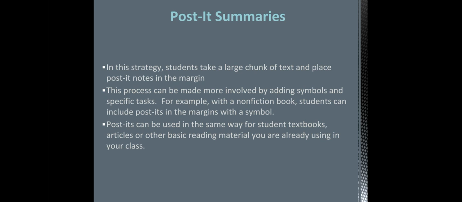All right. So our post-it summaries. In this strategy, you're going to take a large chunk of text, maybe from a textbook or from an article, and place post-it notes in the margin. Please don't write on the textbooks. We do need them back, and nobody wants to send out a bill for that. What you're going to do with these post-it notes is write down your thoughts, summaries, or questions that you've got about the reading. And this process can be more involved by adding symbols or specific tasks. For example, with a nonfiction book, you can include post-its in the margins that have a symbol, like a question mark. Where did you have a question? Star indicates something that really grabbed your attention, might be important for later on.